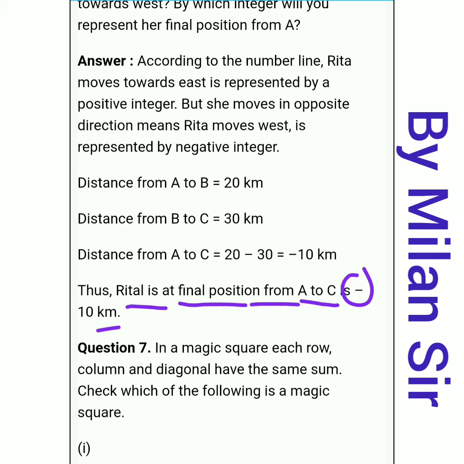Now the minus sign shows the direction toward the left hand side because it is negative. Here our answer is minus 10 kilometers. The negative sign shows the distance toward the left hand side. If our answer becomes positive, then it shows the direction toward the right hand side. But right now we get minus 10 kilometers. That means from A, 10 kilometers to the left hand side.